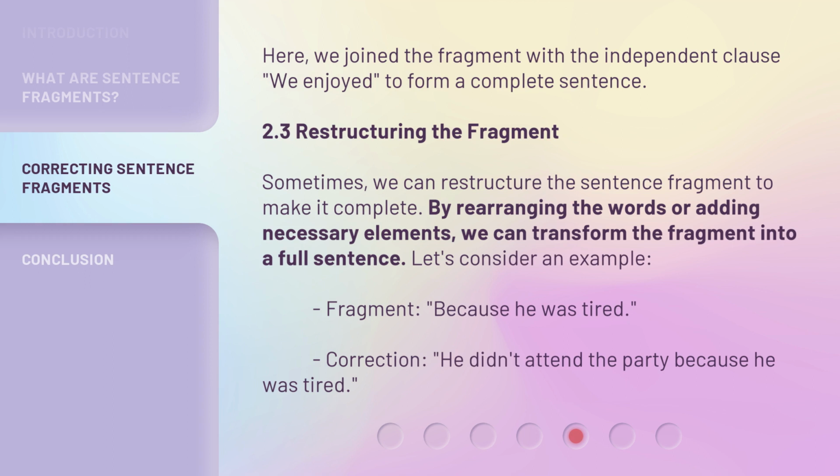2.3 Restructuring the fragment. Sometimes, we can restructure the sentence fragment to make it complete. By rearranging the words or adding necessary elements, we can transform the fragment into a full sentence. Let's consider an example. Fragment. Because he was tired. Correction. He didn't attend the party because he was tired.